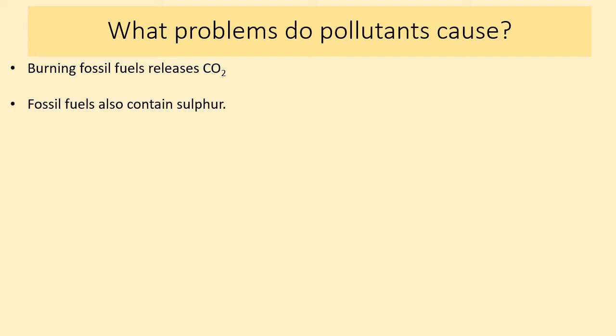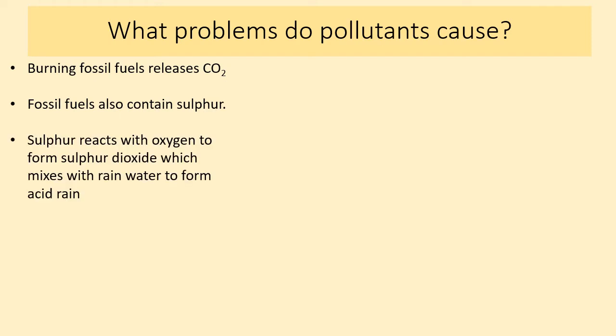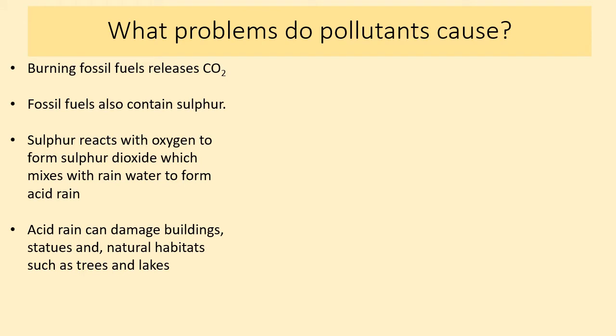Now, fossil fuels also contain some sulfur. Sulfur reacts with oxygen under combustion to form sulfur dioxide. Sulfur dioxide then mixes with rainwater in the atmosphere, so with clouds in the atmosphere, to form acid rain. Acid rain can damage buildings, statues, and natural habitats such as trees and lakes. It can kill the trees, and for the lakes it will make the water acidic, which means it's not safe for wildlife to live in there, so fish will often die in areas of high acid rainfall.